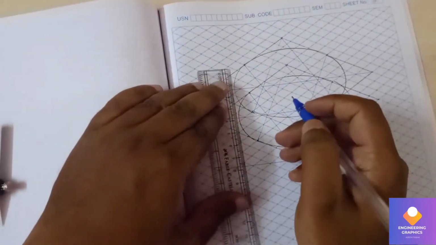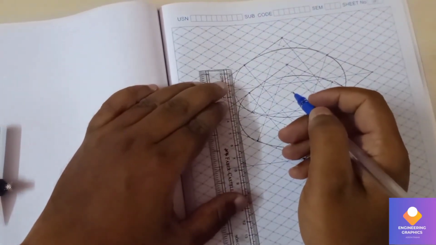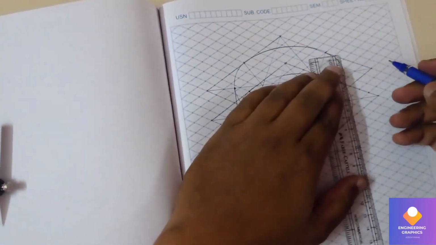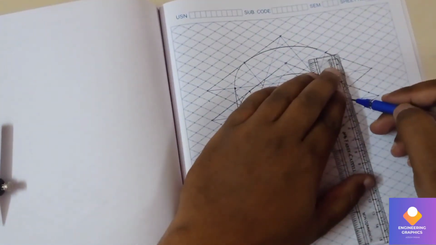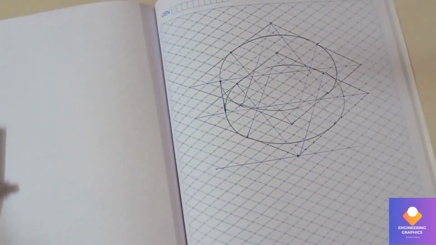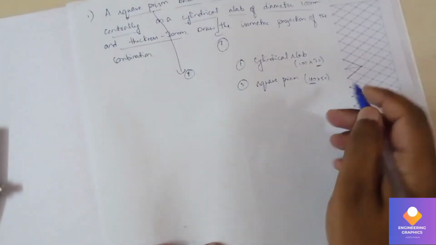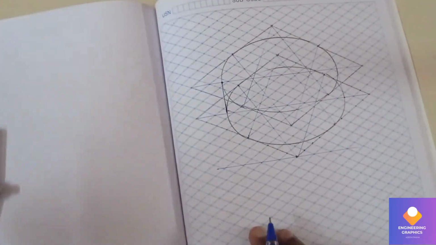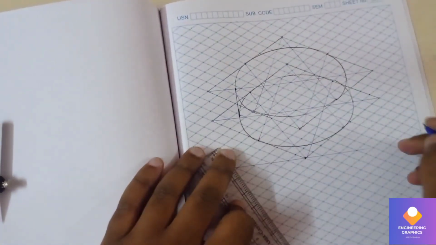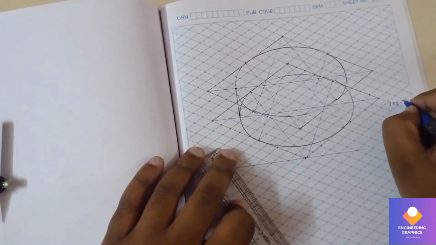Now we are going to join these points vertically with the straight line. Okay, that completes the cylindrical slab. Now above it we have to place the square prism, which is having dimension of base side 40 and axis length 50. So we have to go for the subtraction of box method here.